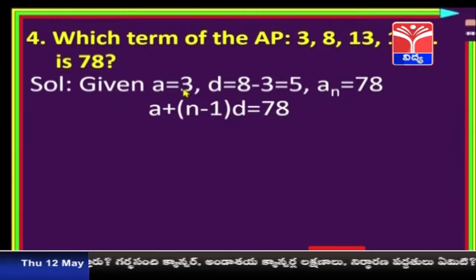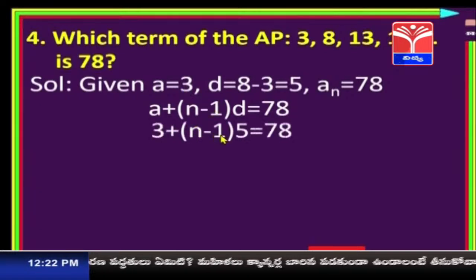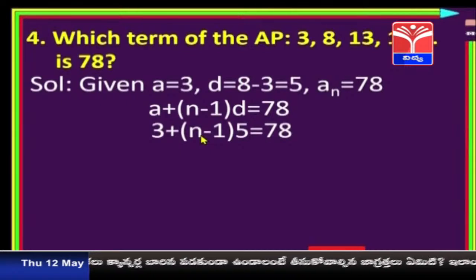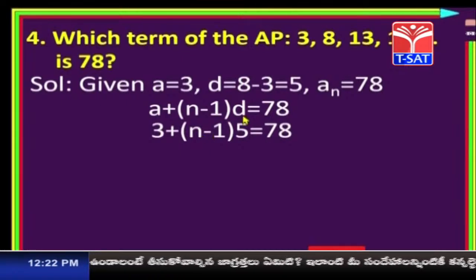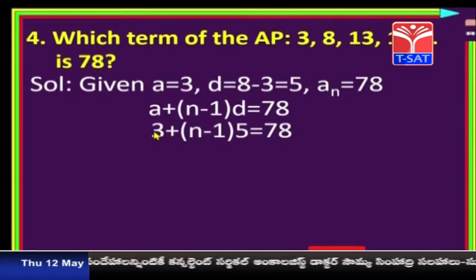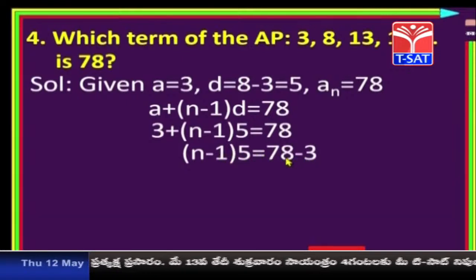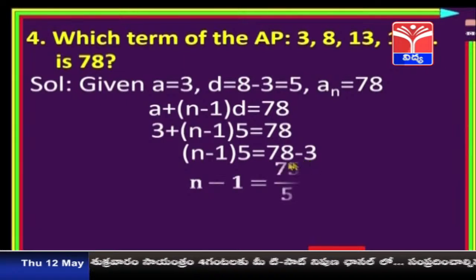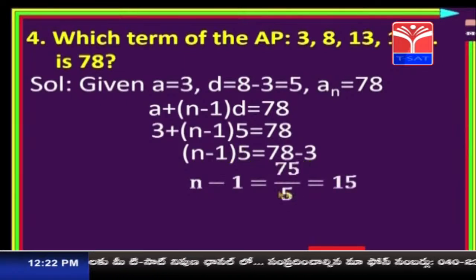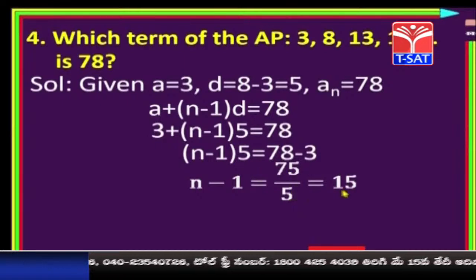Now, substitute the values. What is the value of a? 3 plus n minus 1, we do not know the value of n, we should find the value of n. So, the value of d is 5, replace it, is equal to 78. Now, bring this 3 to the right hand side, then we will get n minus 1 into 5 is equal to 78 minus 3. 78 minus 3 is nothing but 75. So, bring this 5 to the denominator, we will get n minus 1 is equal to 75 by 5. What is the value of 75 by 5? That is 15.